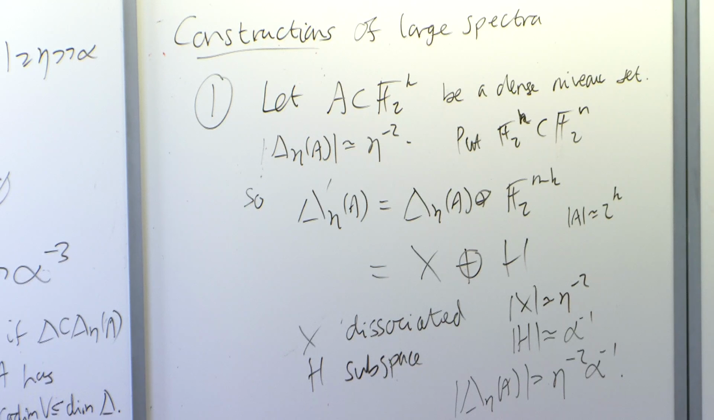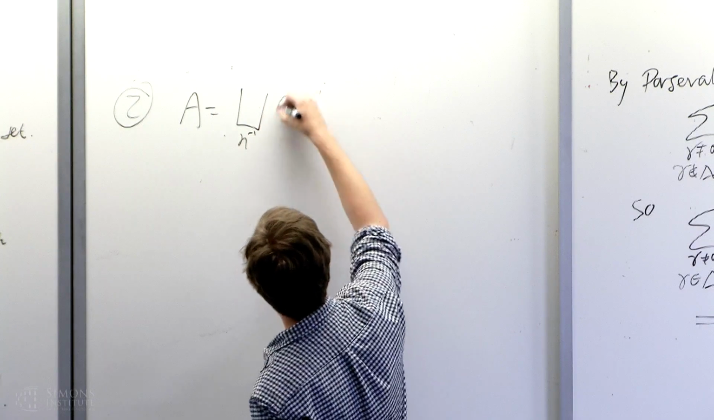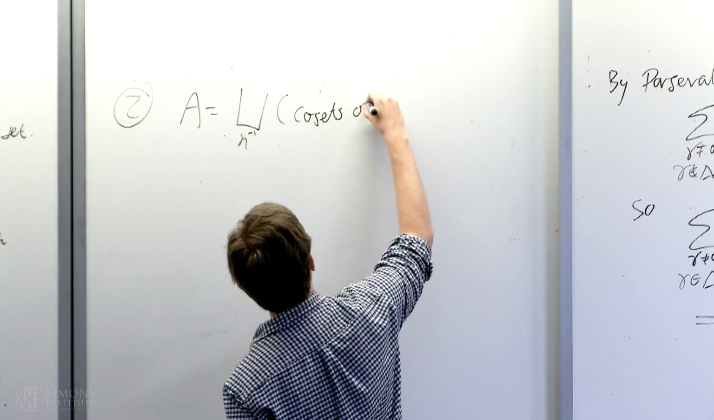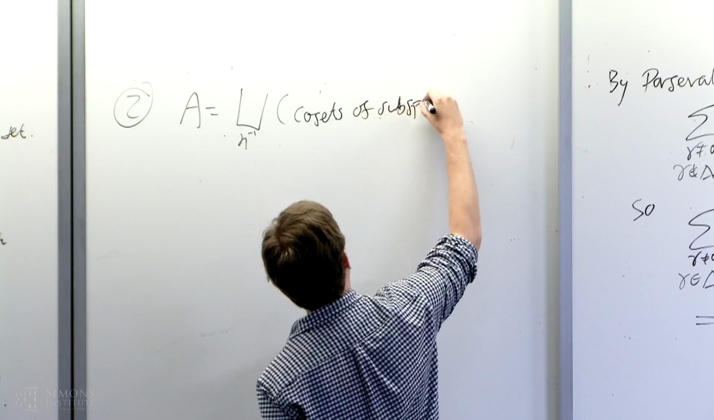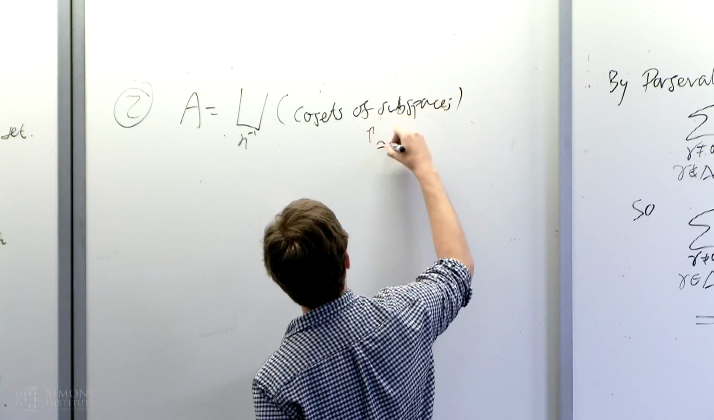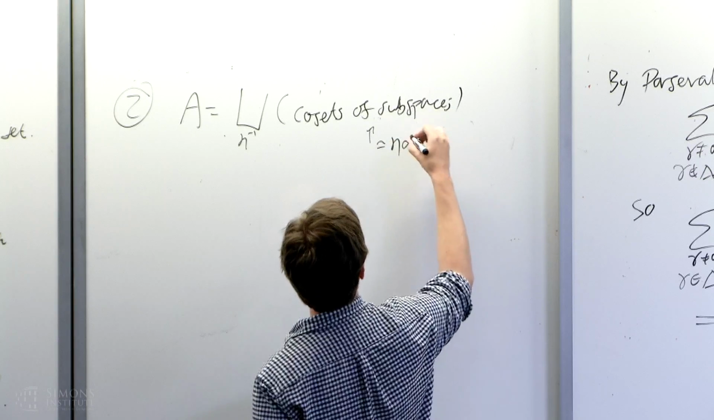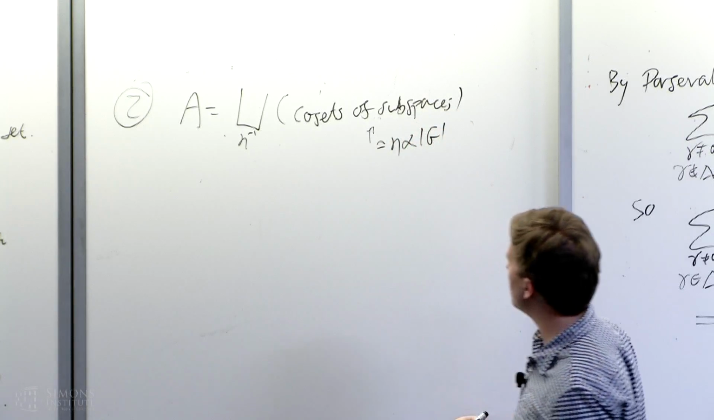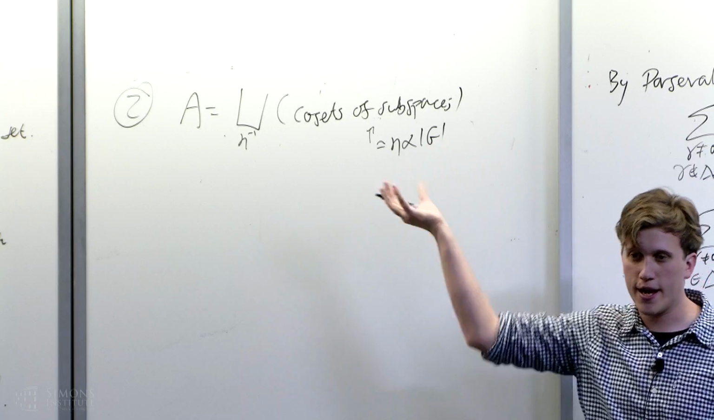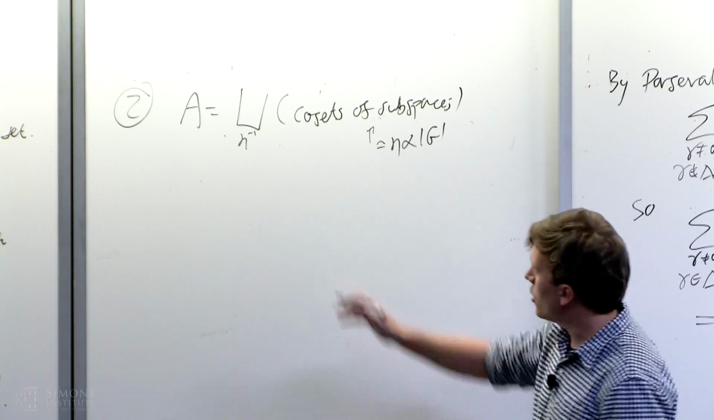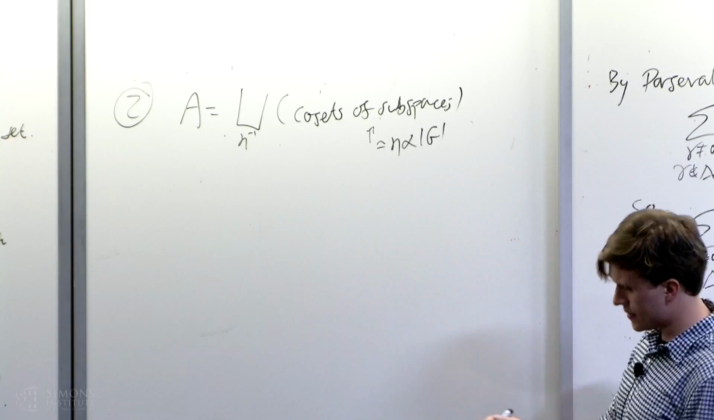And there's a second type of construction as well, which is really genuinely quite different. I won't go into details, you can do it as an exercise for yourself, but you can check that if I take A to be the disjoint union of roughly alpha to the minus 1 cosets of subspaces of size roughly eta G. So in particular, A has density alpha as it should. You can check that for appropriate choices of subspaces and cosets.